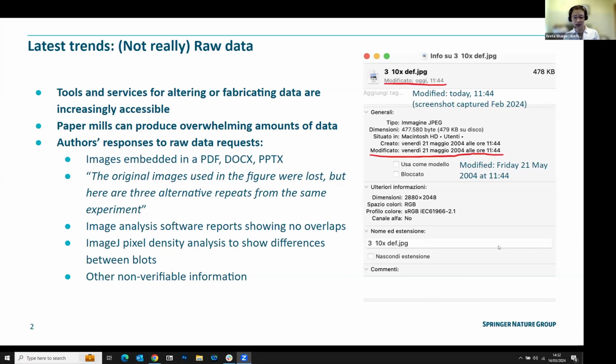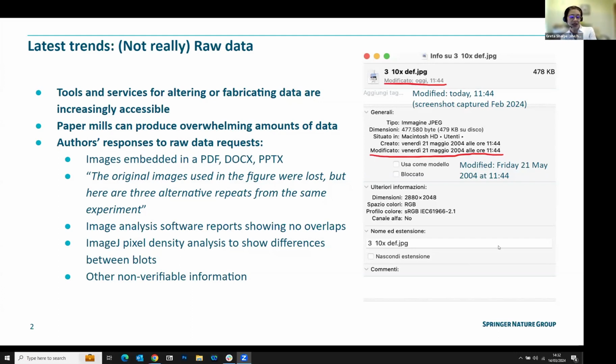The excuse that I also get a lot is that the exact images that were used in the figure have been lost, but there are alternative repeats from the same experiment. And I genuinely don't understand who keeps 2 out of 3 replicas of an experiment, but there we have it.